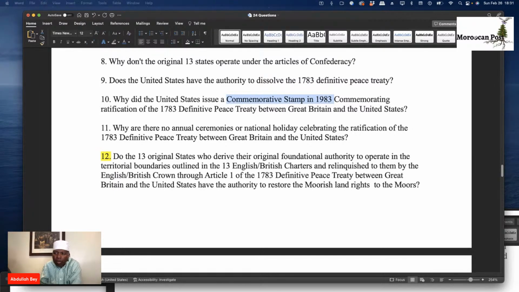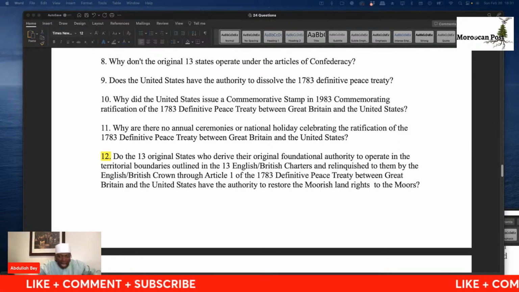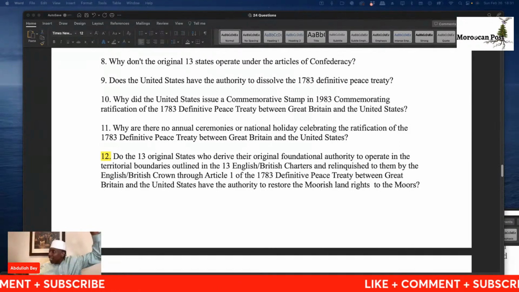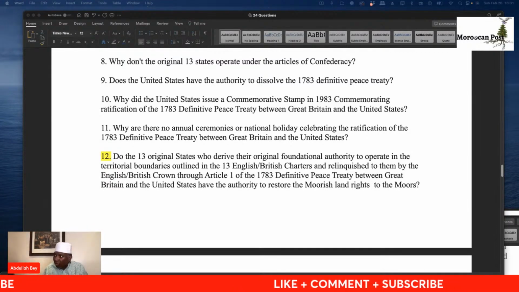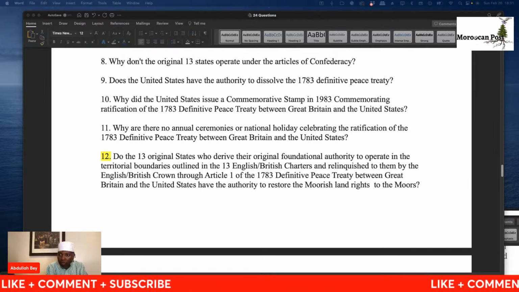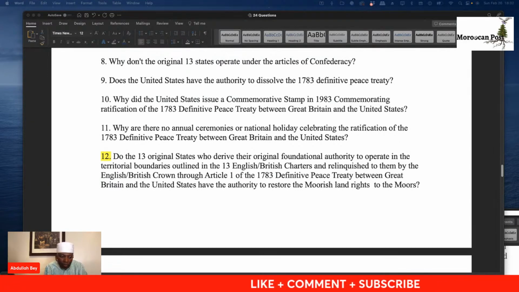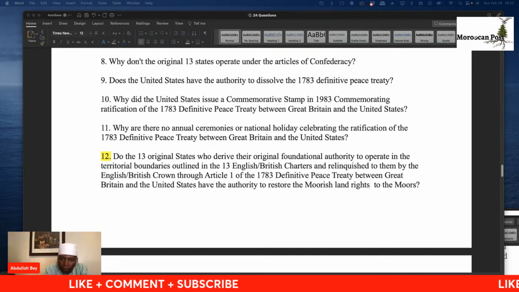Because remember, it's not emphasized, it's not discussed. 1776, July 4th, every year, July 4th every year. Boom, boom, boom, like fireworks. All right. It's not emphasized. It's de-emphasized. That's why. All right. Next question.